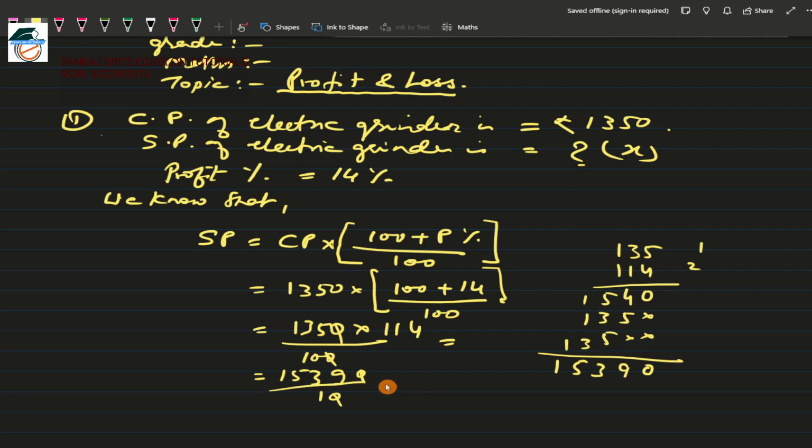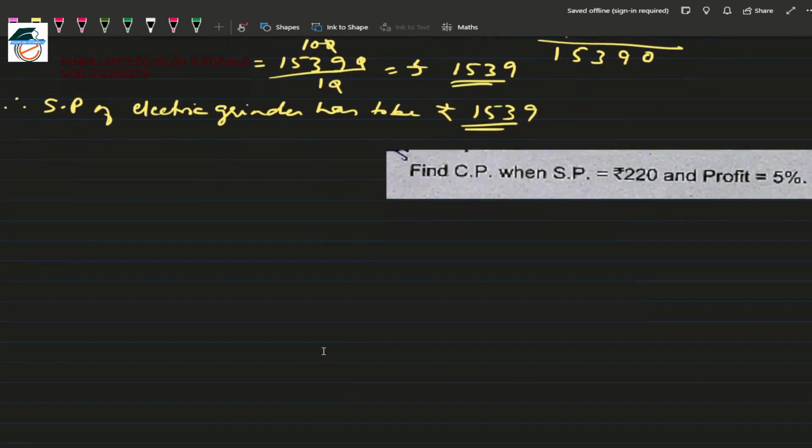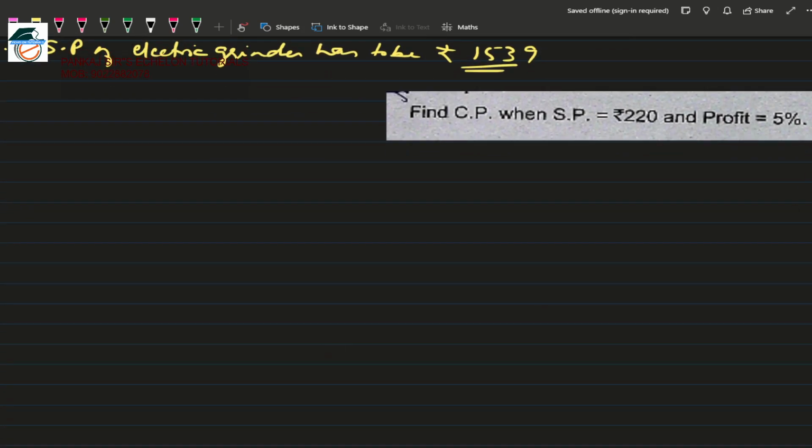So this 0 cuts and you are left with the selling price as rupees 1539. Therefore the selling price of the electric grinder has to be rupees 1539. That's the answer for this particular question. With this we come to the end of this first question. Now let us come to the second one, that is this one.